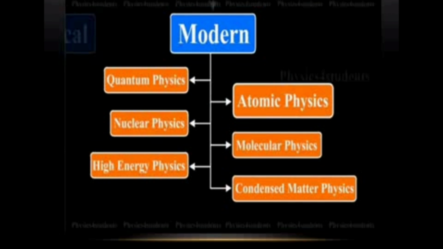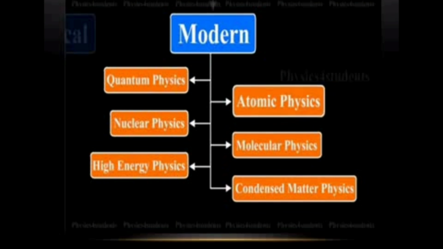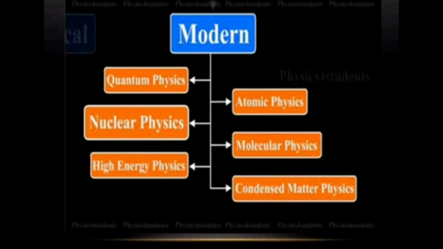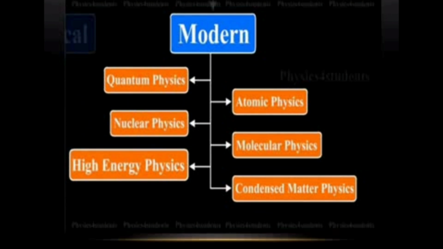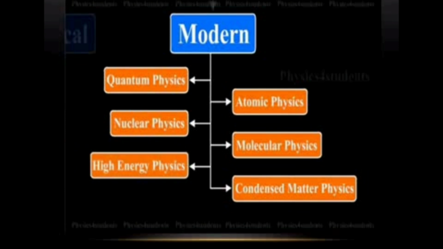Atomic physics is the branch which deals with the structure and properties of atoms. Nuclear physics deals with the structure, properties, and reactions of the nuclei of the atom. Next is high energy physics, which is nothing but the study of the nature of particles.